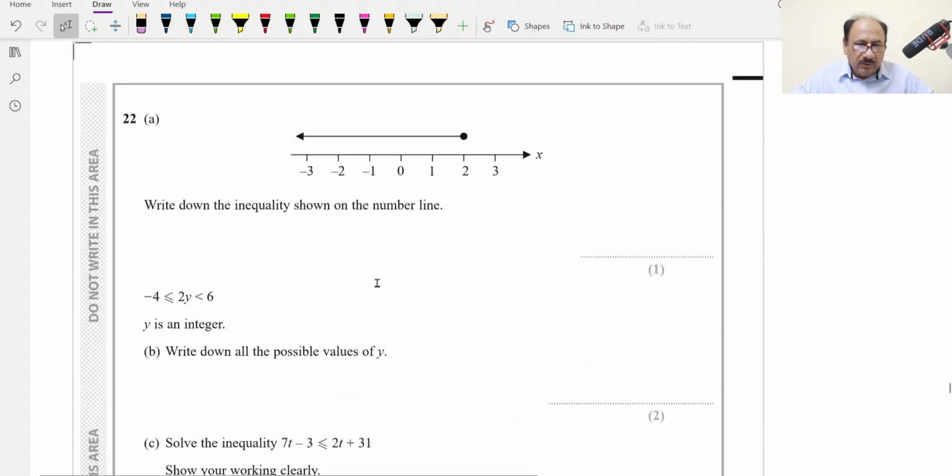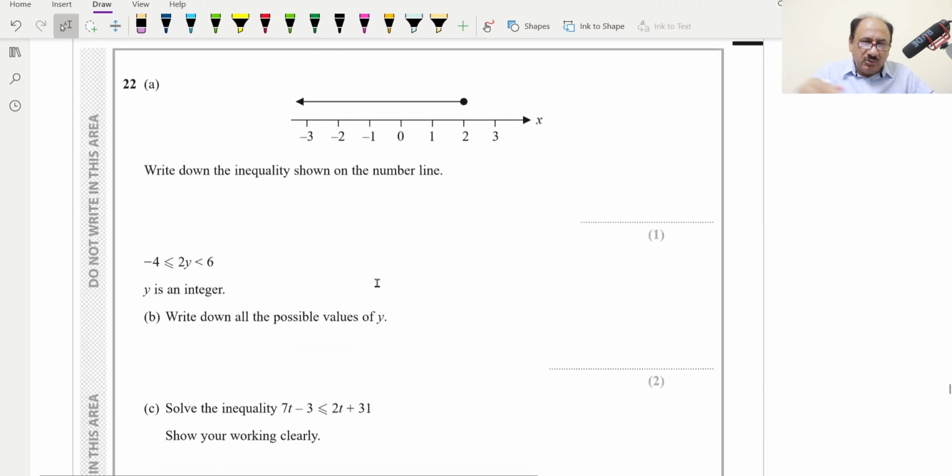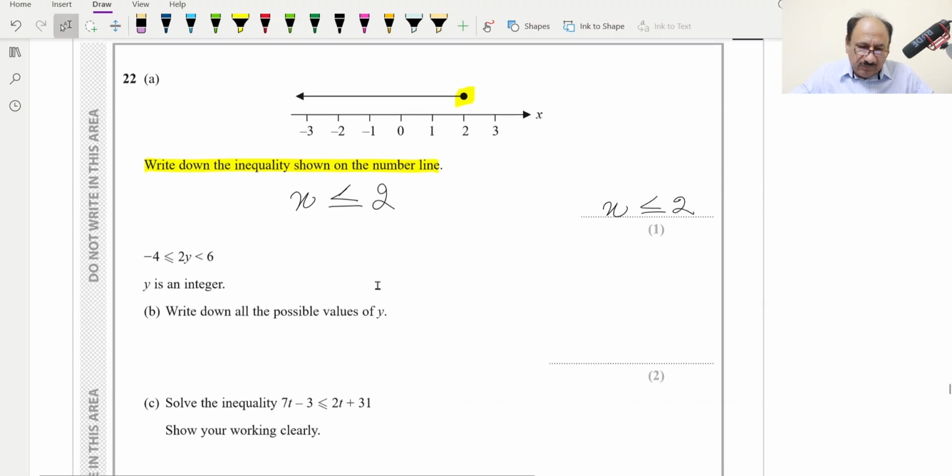And now next is question number 22. They have provided this diagram. Write down the inequality shown on the number line. We can see it is a filled dot, starting from 2 and going to the lower side, so we can write it as x is less than or equal to 2, equal to, because this dot is filled, so this will be our answer. One mark question, no working is required, I have explained.